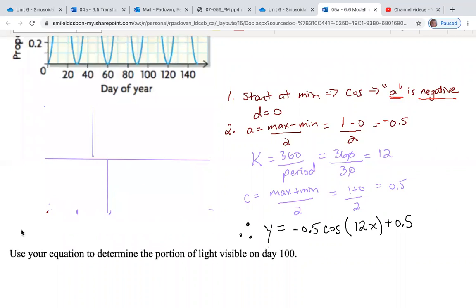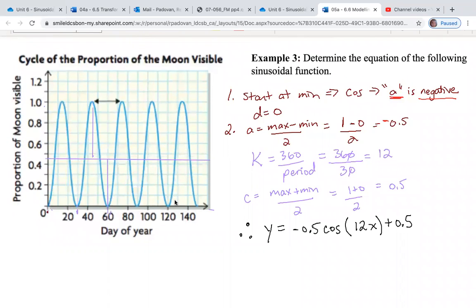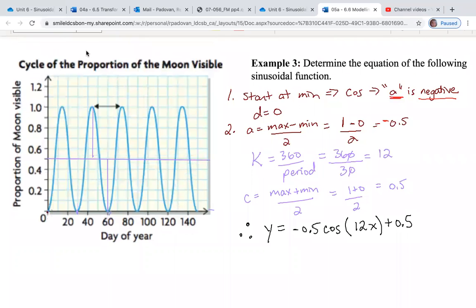But I'm not done yet, because it says, use the equation now to figure out the proportion of light that's visible on day 100. Use the equation, right? I could have used my graph, let's say, for day 100, just to know roughly what our answer should be. Where day 100 is going to hit the graph is somewhere along here. But let's use the equation and see.